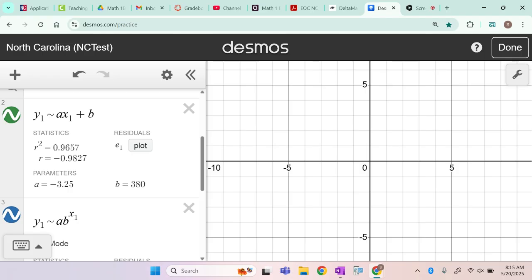Yep. Because we want the best fit equation. And this one, actually, no. They're all very, very close. But one fits better than the other.